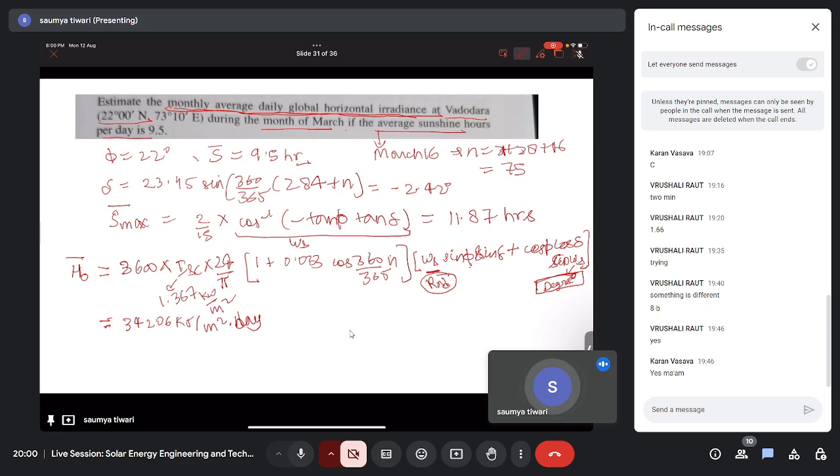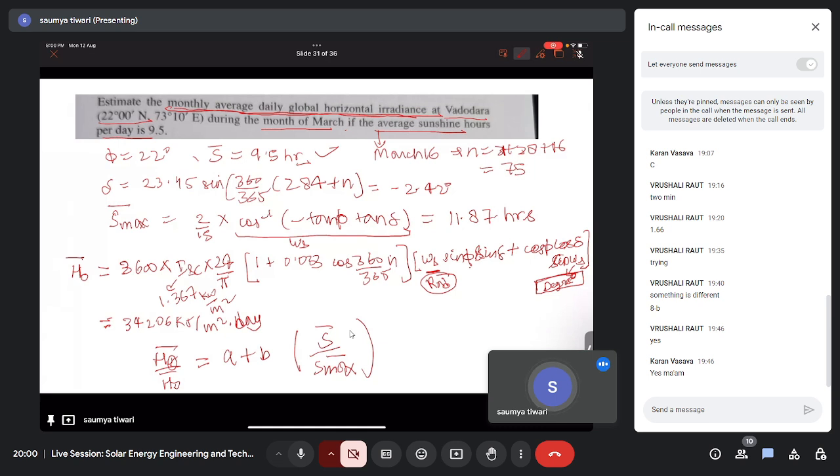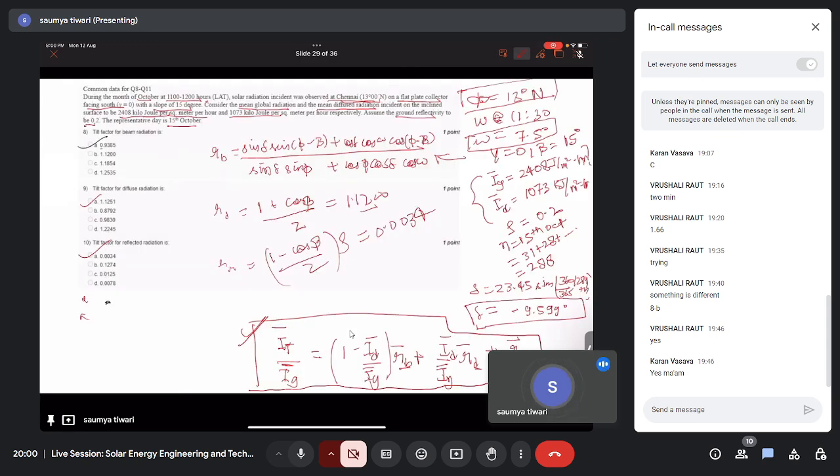Now you know the Angstrom relation, which is Hg bar upon H naught bar equal to a plus b s bar upon s max bar. Now we know the s bar value, we know the s max bar value, we know the H naught bar value, right? What we don't know is the value of a and b. So for that, we'll go back to the table.